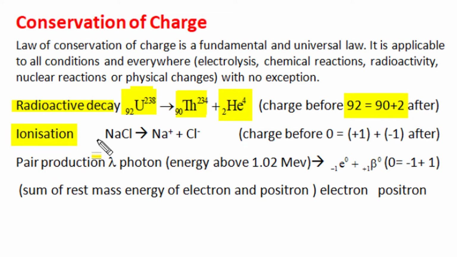Similarly, in the ionization process, common salt NaCl dissociates in water into a positive ion of sodium and a negative ion of chloride. Before ionization, NaCl is a charge-wise neutral substance, and after ionization positive 1 unit charge and negative 1 unit charge added together become 0. So charge before ionization and after ionization remains the same.